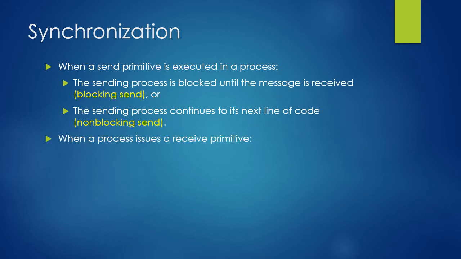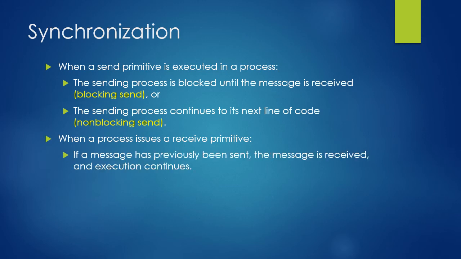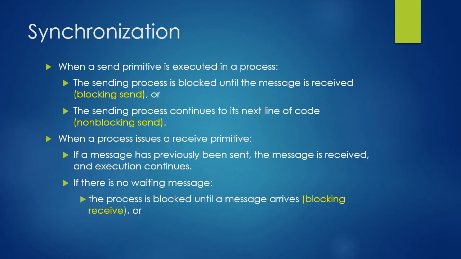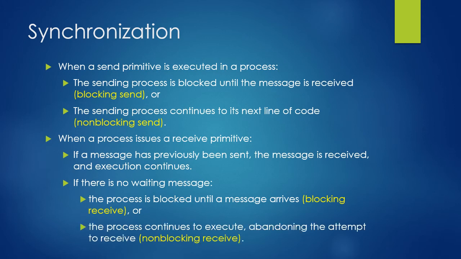Similarly, when a process issues a receive primitive, there are two possibilities. If a message has previously been sent, the message is received and execution continues. If there is no waiting message, then either the process is blocked until a message arrives, blocking receive, or the process continues to execute, abandoning the attempt to receive, non-blocking receive.